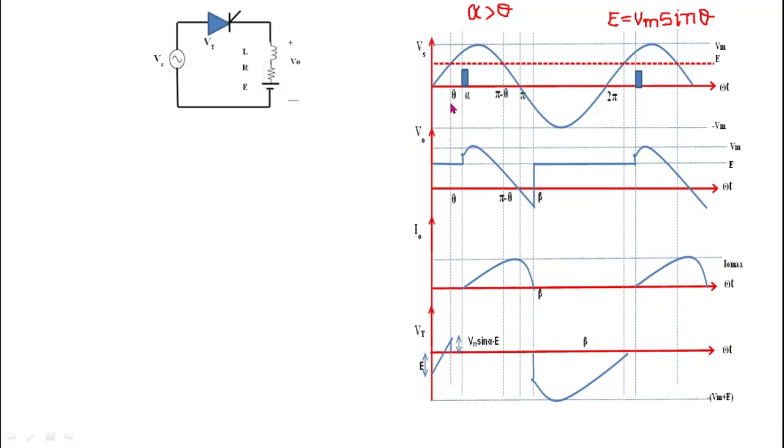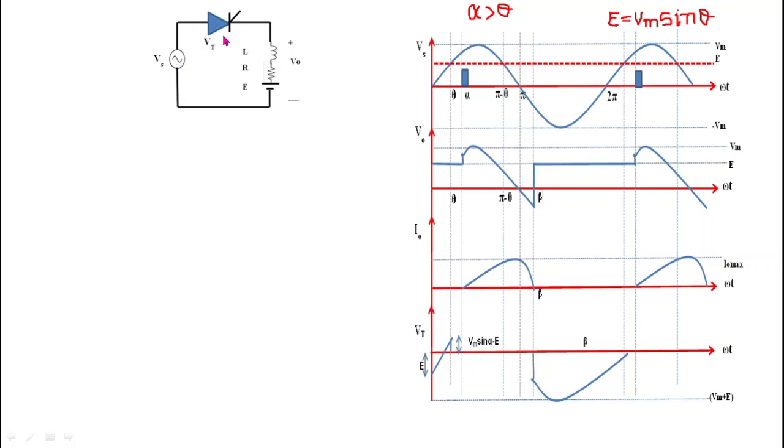Now in this waveform we can see that the source voltage waveform and the EMF E waveform intersect at point theta. So at point theta we can write EMF E is equal to the source voltage, and the source voltage at this point theta is equal to Vm sin theta. That's why we can write E is equal to Vm sin theta. From this equation we can get the value of theta, and theta is equal to sine inverse of E by Vm. Now, one more important thing you must know is that before angle theta, we can clearly see that EMF E is greater than the source voltage.